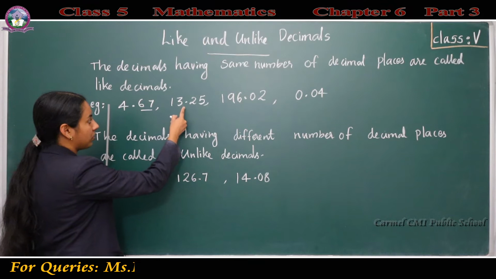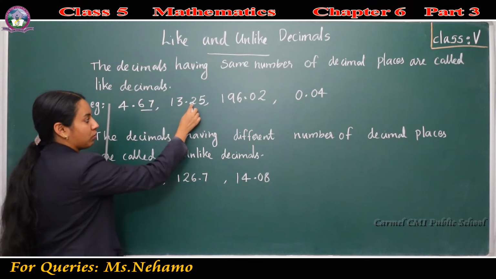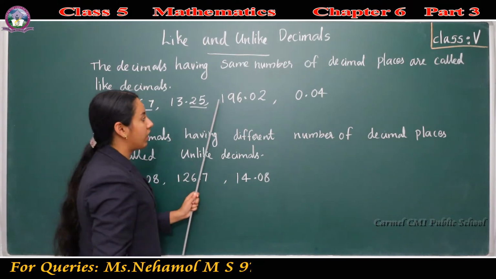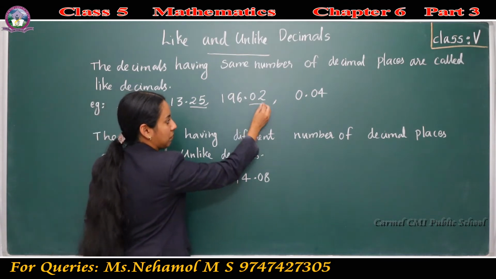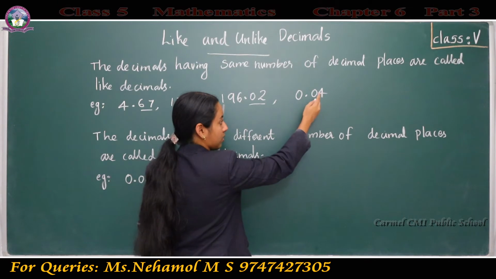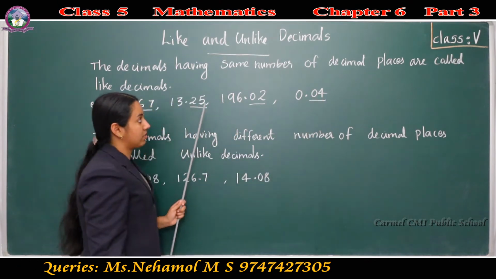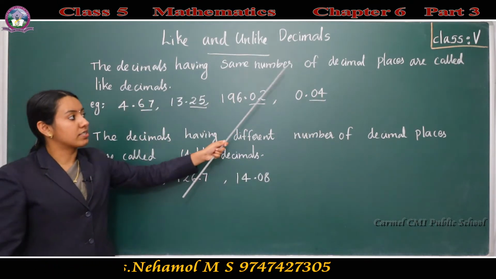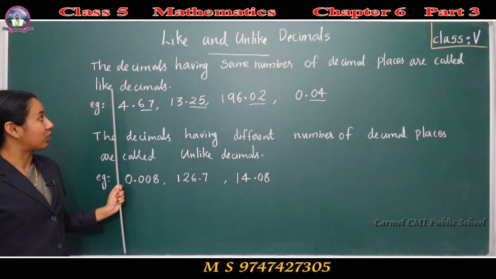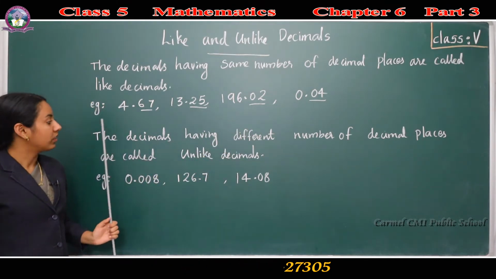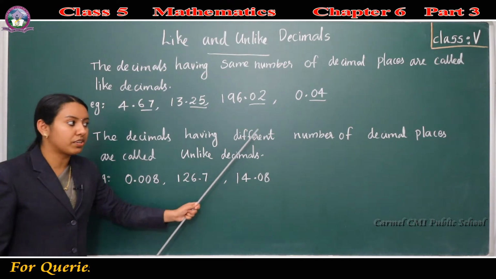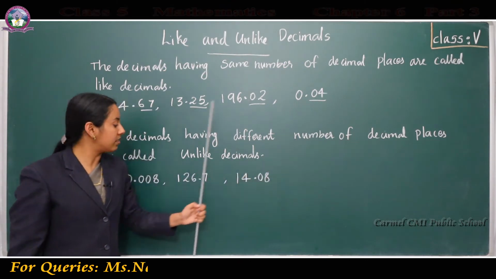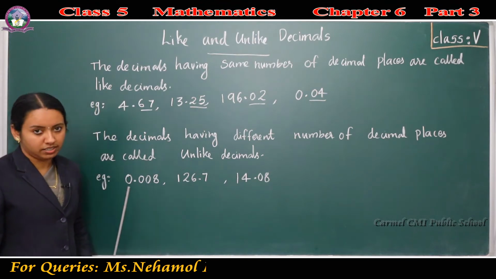Then 13.25. 2 decimal places. 196.02. 2 decimal places. 0.04. 2 decimal places. So, decimals having the same number of decimal places are called like decimals. Next one, unlike decimals. The decimals having different number of decimal places are called unlike decimals.